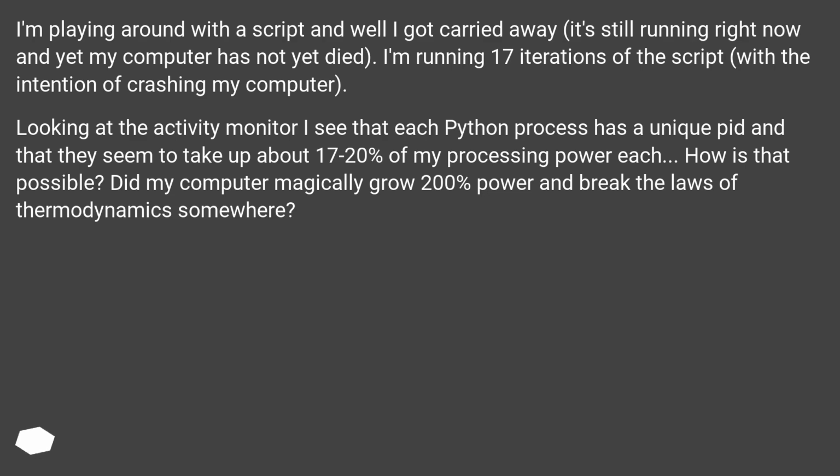Looking at the activity monitor, I see that each Python process has a unique PID and that they seem to take up about 17 to 20% of my processing power each. How is that possible? Did my computer magically grow 200% power and break the laws of thermodynamics somewhere?